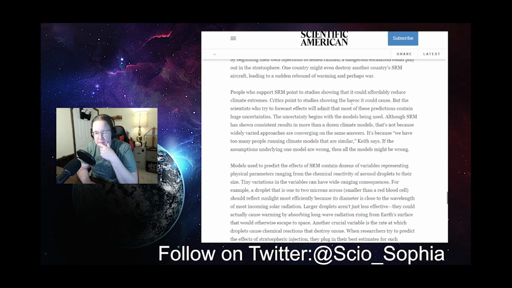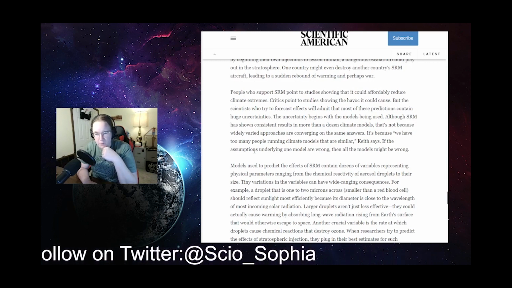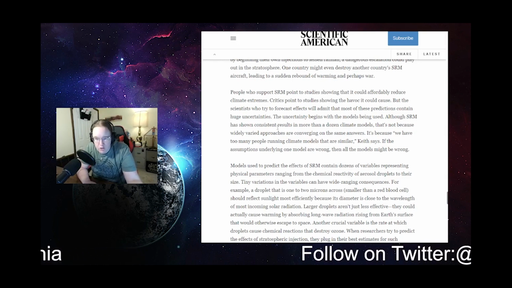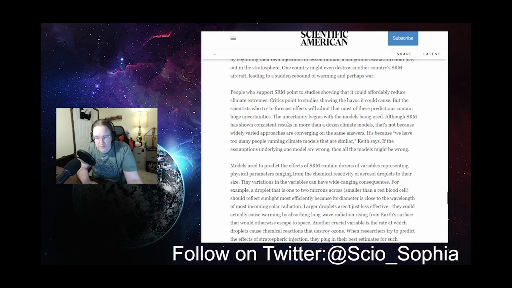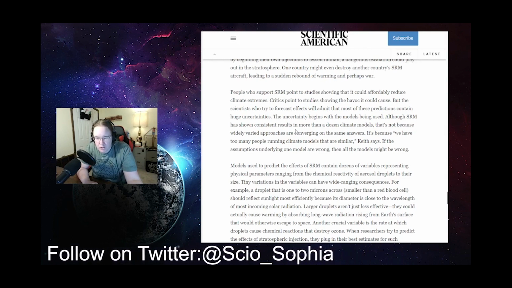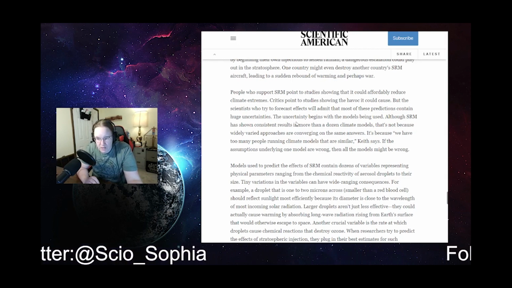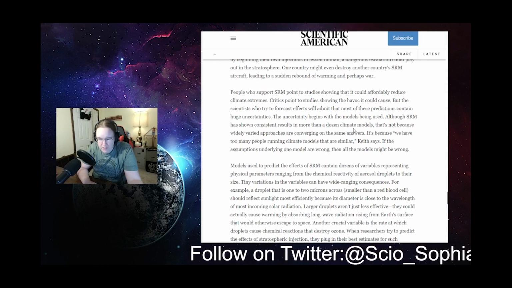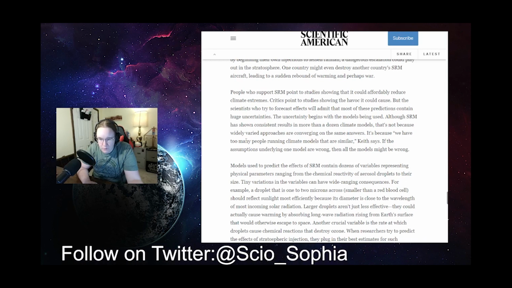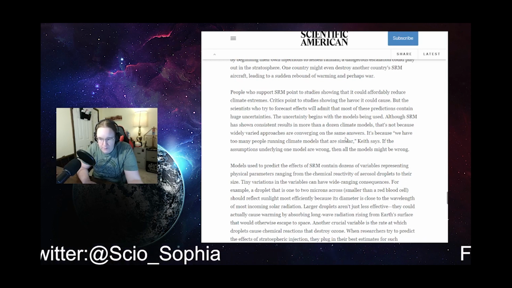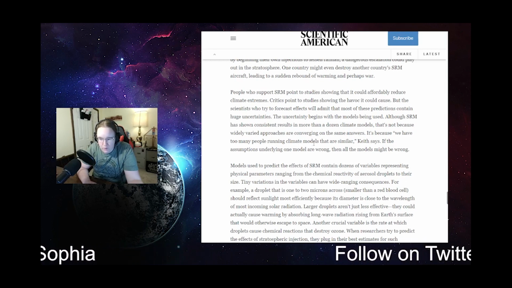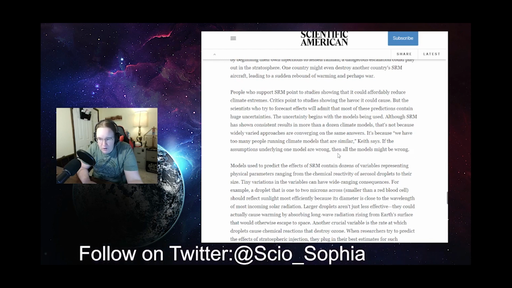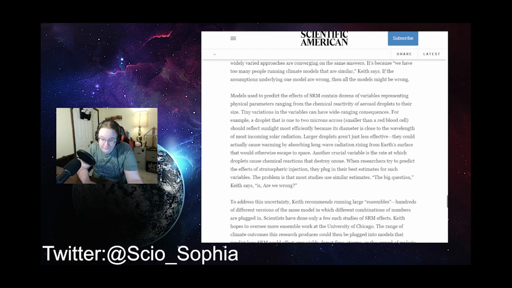People who support SRM point to studies showing that it could affordably reduce climate extremes. Critics point to studies showing the havoc it could cause. But the scientists who try to forecast effects will admit that most of these predictions contain huge uncertainties. The uncertainty begins with the models being used. Although SRM has shown consistent results in more than a dozen climate models, that's not because widely varied approaches are converging on the same answers. It's because we have too many people running climate models that are similar. If assumptions underlying one model are wrong, they might all be wrong.